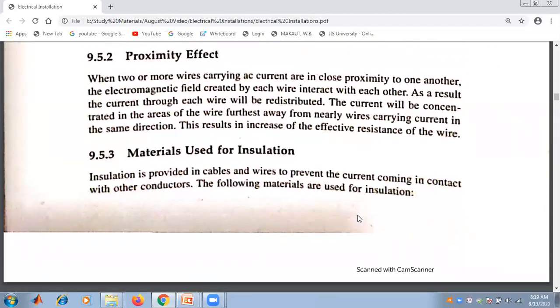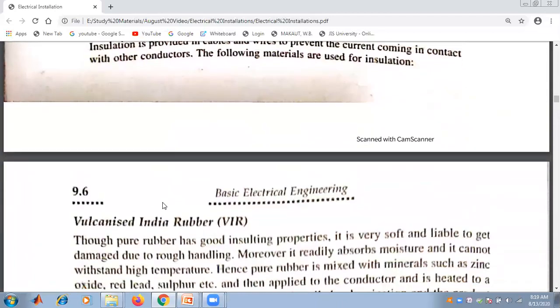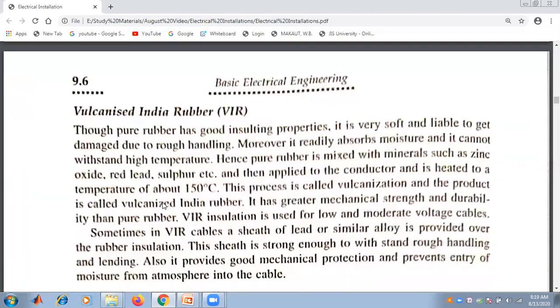Another part is the materials used for insulation of wires and cables. Insulation is provided in cables and wires to prevent the current from coming in contact with other conductors. The general materials used for insulation are vulcanized India rubber or VIR.